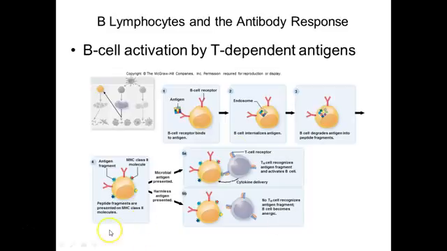Here, notice no interaction is happening, right? So we stop here. Right? They're not recognizing each other. So no proliferation is going to happen of that B cell.